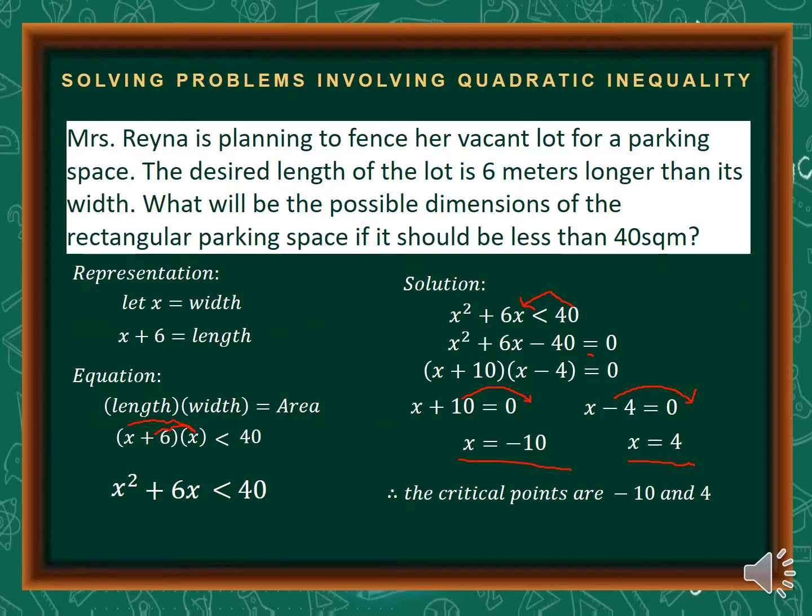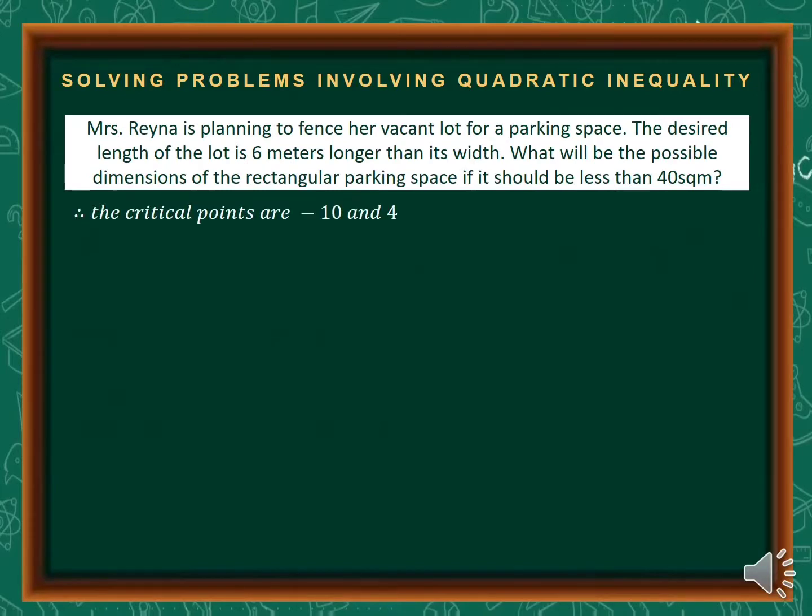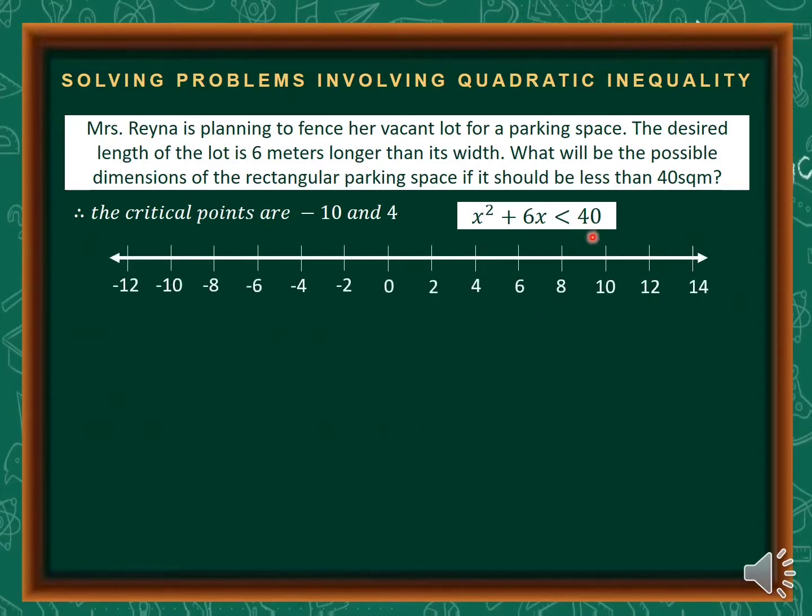So, after finding the critical points, what are we going to do? After finding the critical points, we also have to consider the quadratic inequality, which is x squared plus 6x is less than 40, we have to put it in a number line. The critical points, negative 10, asan yon? Ito. If you notice, ang ginamit kong nasa number line para hindi masyadong mahaba yung number line, nag-multiples of 2 ako. 0, 2, 4, 6, 8, 10. So, pwede nyo namang gamitin yon, especially if ang given number nyo ay masyadong malalaki or mataas.